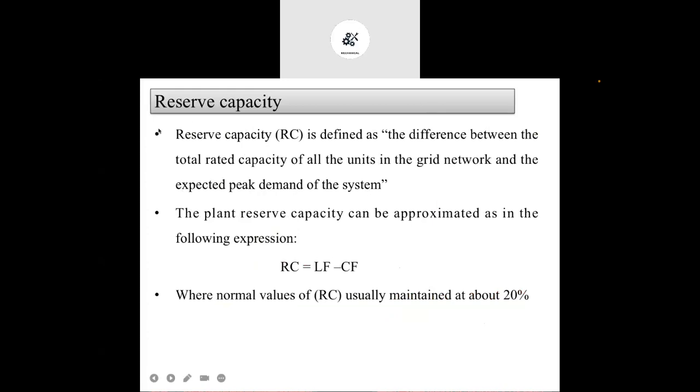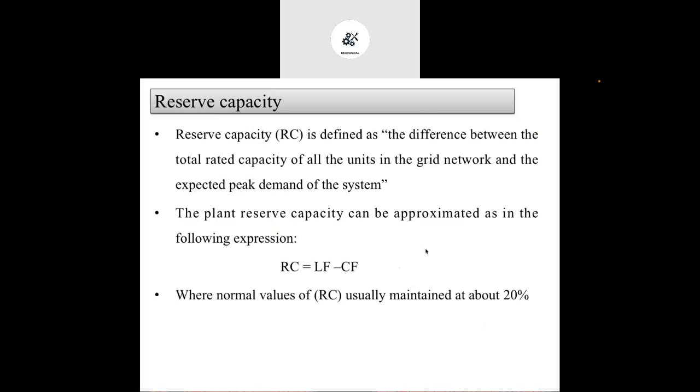That other factor is reserve capacity. As the name indicates, it is the reserve capacity. Consider there is one power plant, and the total capacity of that power plant is 100 megawatts, but the actual requirement by the consumer is 50 megawatts. In that case, the remaining 50 megawatts remains. That much capacity of the power plant is not used.